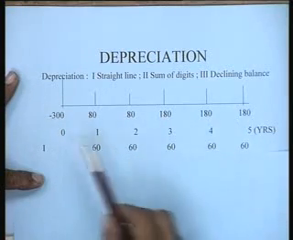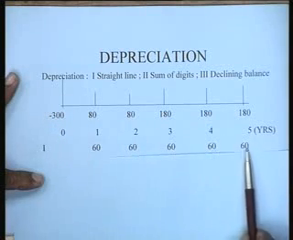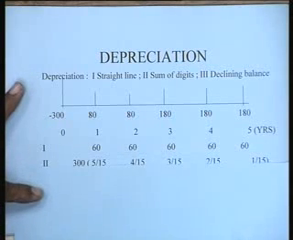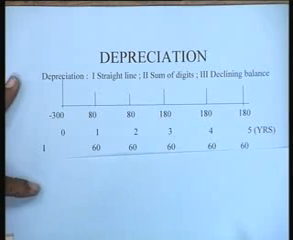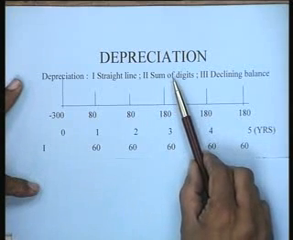300 by 5, 60. So 60,000 will be the depreciation in each year, which is constant. So once you compute this, you can calculate what is the amount of depreciation, which is exactly this. What would be the amount of depreciation if we use the sum of digits method?